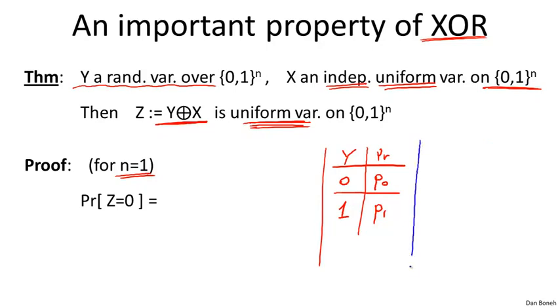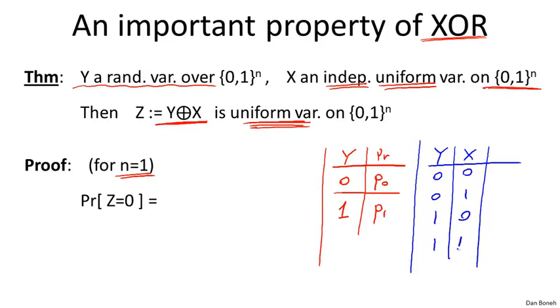Now let's write out the probabilities for the joint distribution. In other words, let's see what the probability is for the various joint values of y and x. How likely is it that y is 0 and x is 0, y is 0 and x is 1, y is 1 and x is 0, and 1, 1.